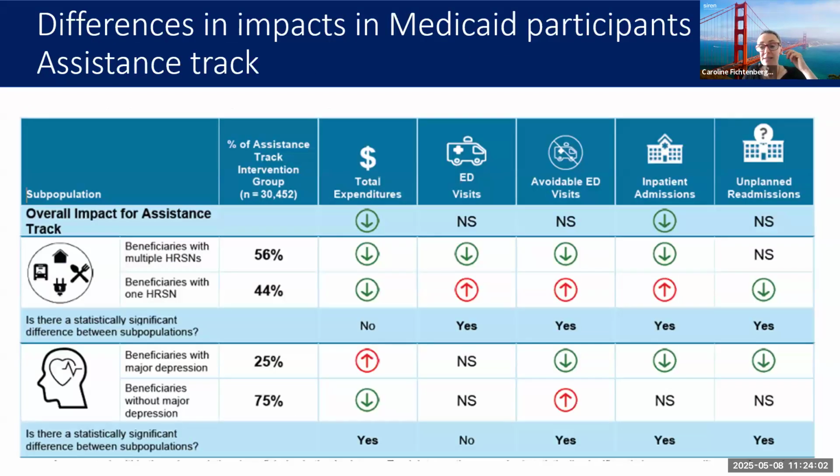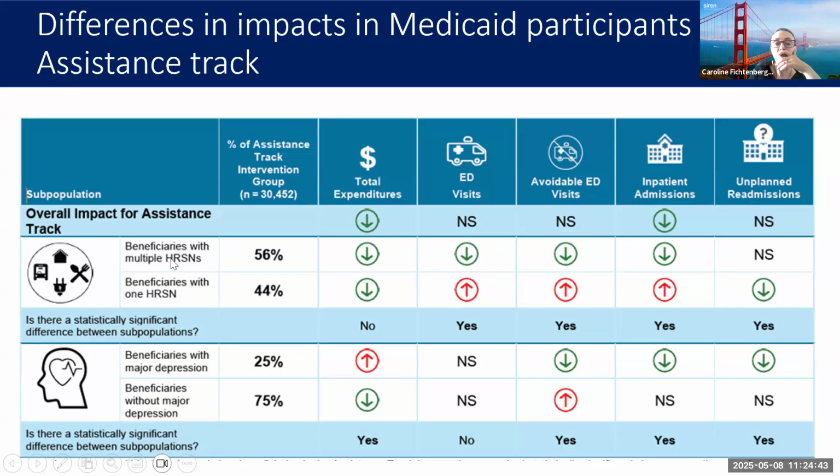A few additional things. They did do subgroup analyses looking at these impacts. This is in the assistance track, and they found that individuals who had multiple HRSNs, who were a little over half of the assistance track intervention group, this is showing the direction of the impact. Down means a reduction, up means an increase, and green means the expected direction of impact, and red means the opposite direction of the impact you would expect or hope for.